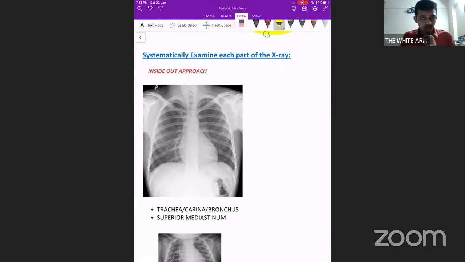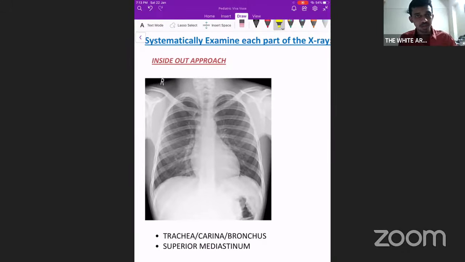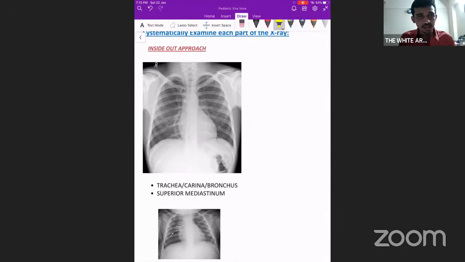Now, next is how do we systematically examine each part of the X-ray? So now, for example, you're given a chest X-ray. Now, this is how I have been taught. There are many methods. One is the inside out approach. One is the outside in approach. Or there is the A, B, C, D, E, F, G, H approach. So there are many approaches, but whatever you do, it is fine. But for the examiner, you will have to interpret it systematically. Once you interpret systematically, the examiner will be very much impressed no matter what. So what I will be teaching today is the inside out approach. Okay, from inside we go to the outside parts.